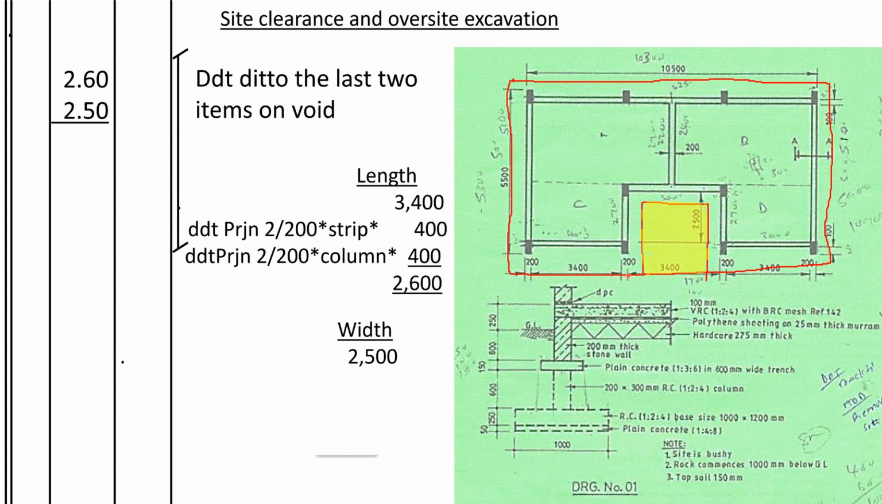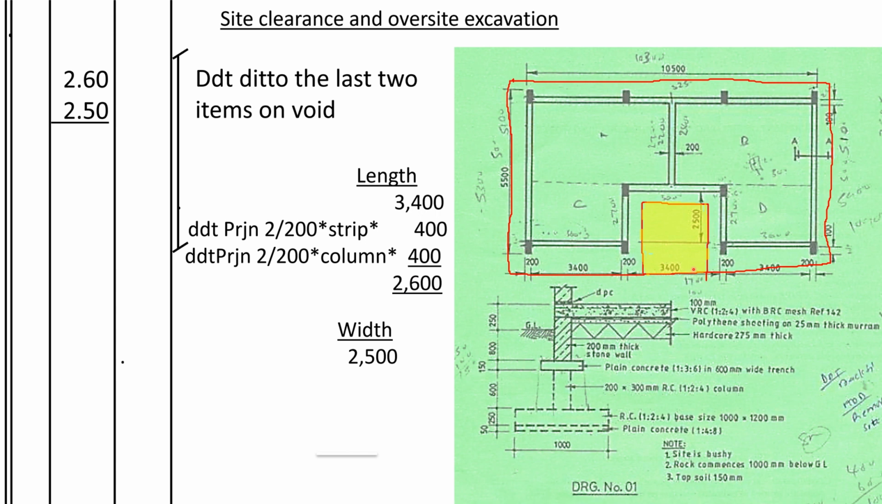This from here outside the wall to here outside the wall was 3400. So we shall deduct the spread this side, which is spread for the strip 200, spread for the column 200. That is 400 on both sides. 400 times 2 is 800. So that 3400 minus 800, we shall remain with 2600 for the length.